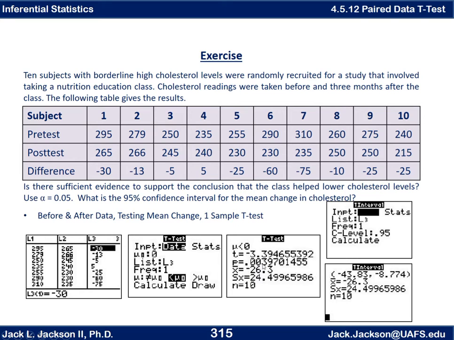Since the p-value 0.004 is less than 0.05, considerably less, then we know that we do have enough evidence to support the conclusion that this group was having lower cholesterol levels, and so there's some reason to believe it may have been from this class. How much are they going down on average? Well, we see that x-bar is about 26.3 in whatever scale the cholesterol is using there.